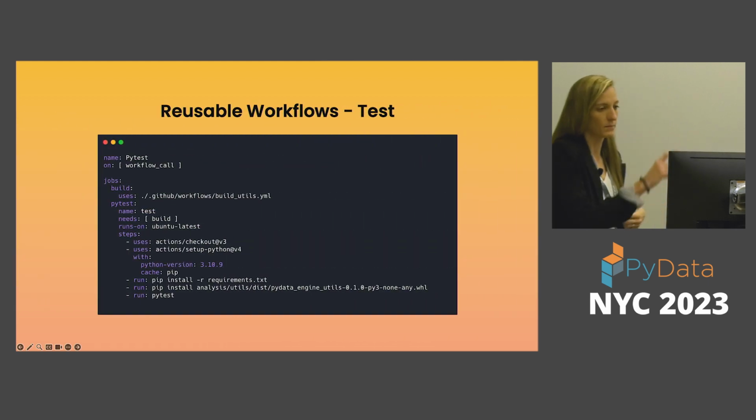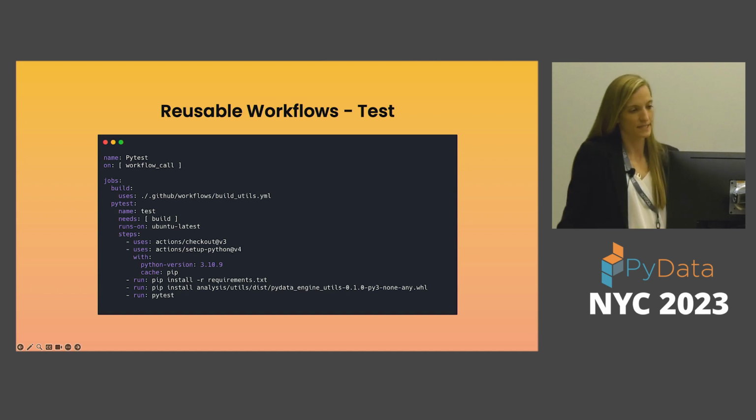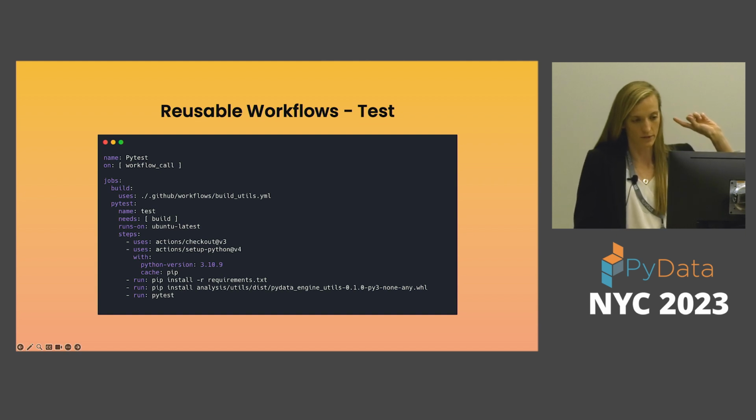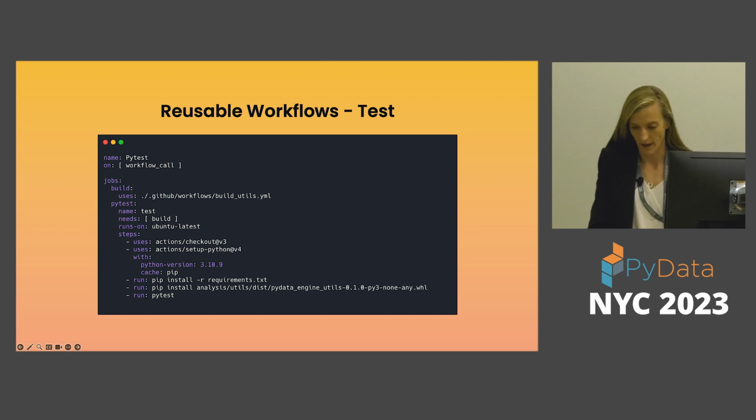So this is the first example where we see it. We can see the test. This is our test YAML. We can see that we have a build step, but instead of copy and pasting the code from the file we just saw, we just give it the file path to that build utils YAML. We still have our needs tag, and then that uses tag will pull in the other file.